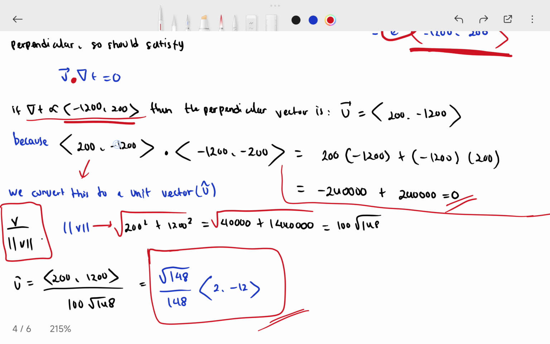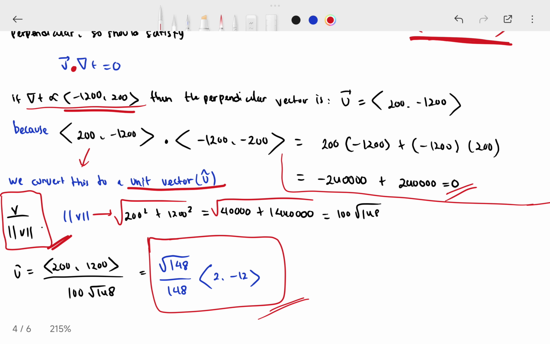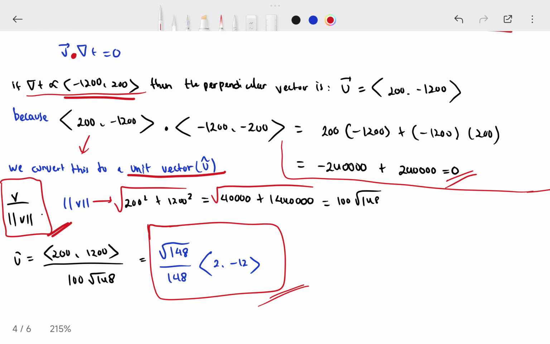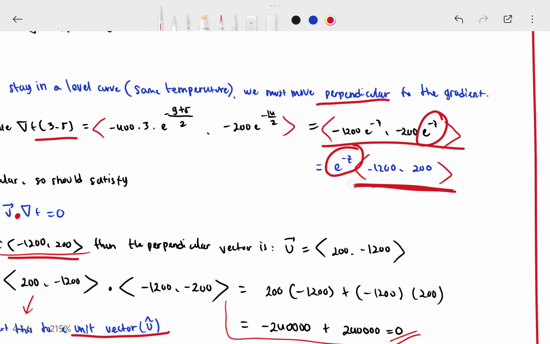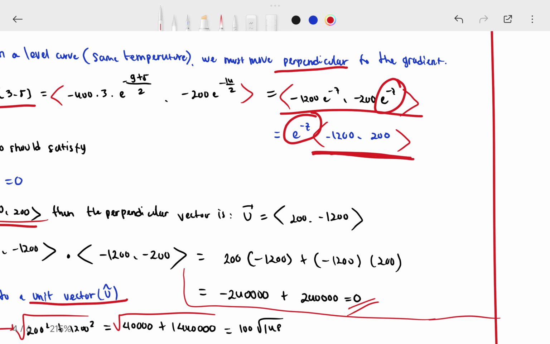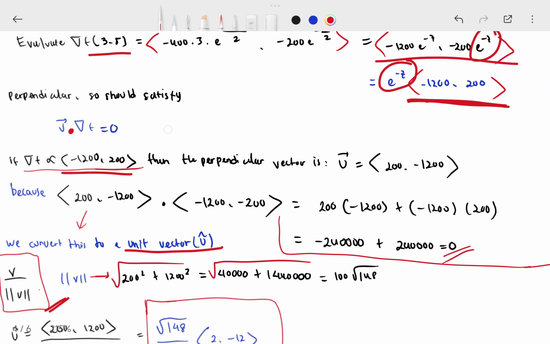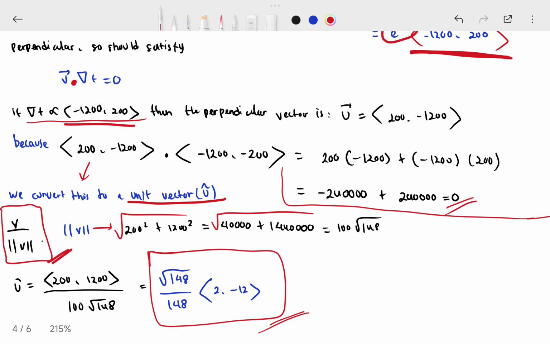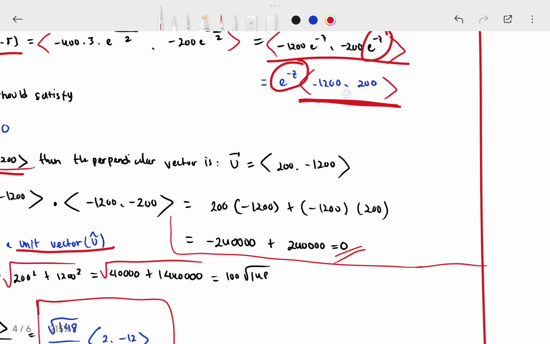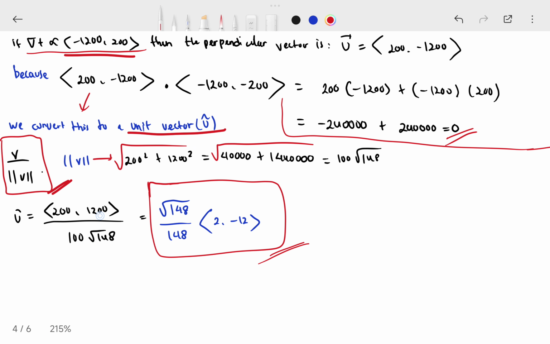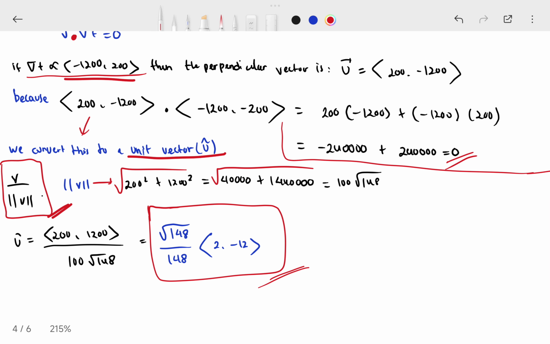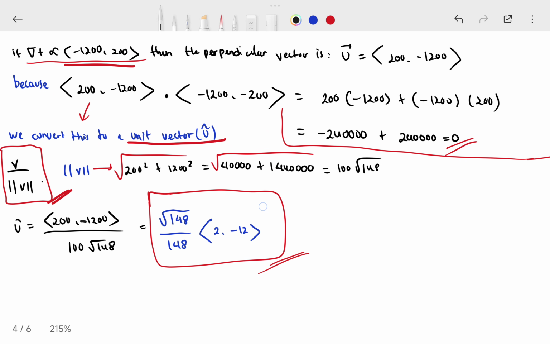Then we're going to convert this to a unit vector. The formula for the unit vector is this one. For v, we just use the normal vector, which is what we got from this one. It's (200, negative 1200). Oh, this should be minus. Sorry, it should be minus.